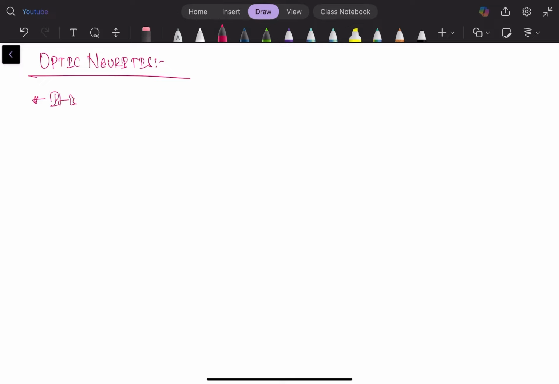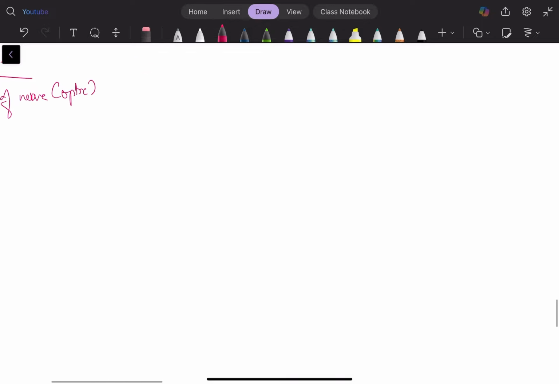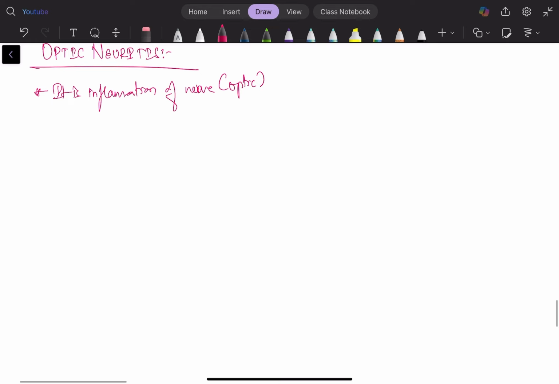So, itis, whenever itis comes, it's an inflammation, right? Neuritis means inflammation of nerve. So here we are talking about the eye, so it is obviously the optic nerve. Okay, that was a lengthy statement. Still, yes, we have types.